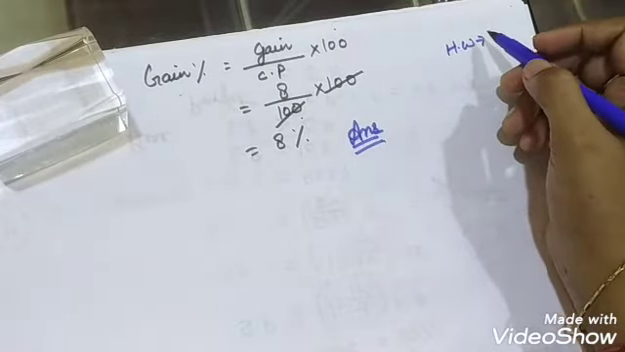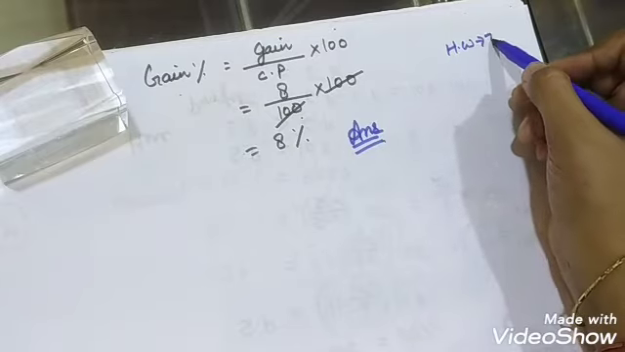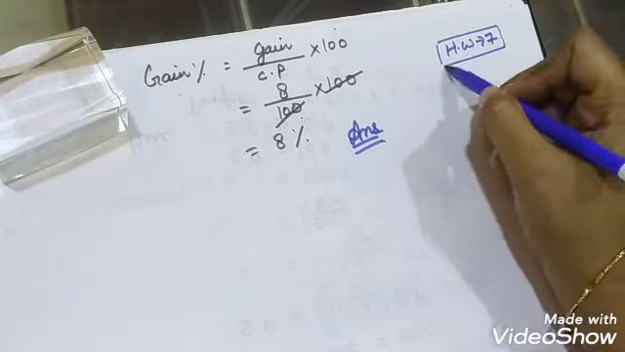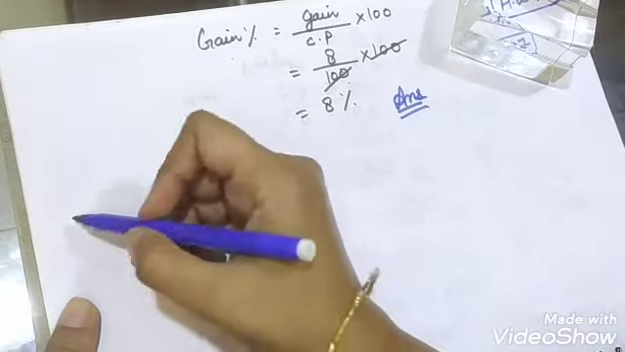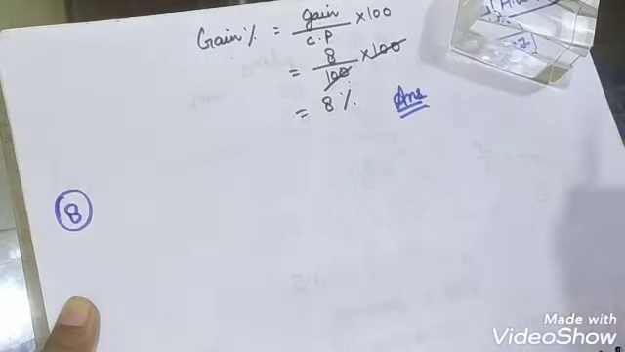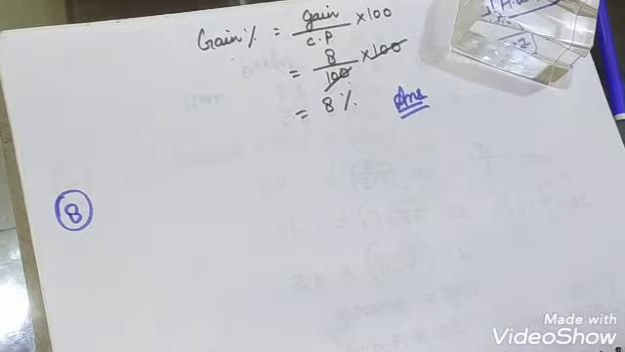Now homework after this will be question number 7. You will do question number 7 in the same way as I have solved question number 6. Now we will move towards the next question, which is question number 8. Let us read question 8 from the book.